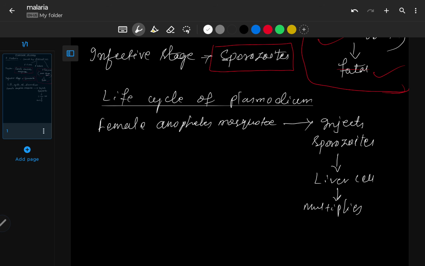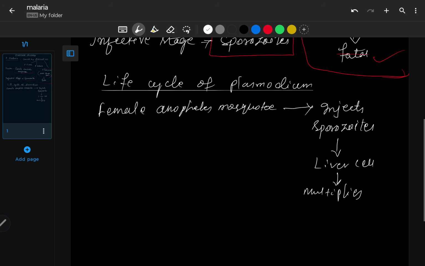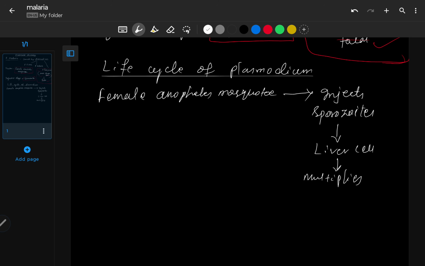You know that the liver is our storage organ, which stores the food. So they get enough food in the liver, they grow in size and they multiply. After multiplication they are released from the liver, and now they enter into the RBC. They infect the RBC.